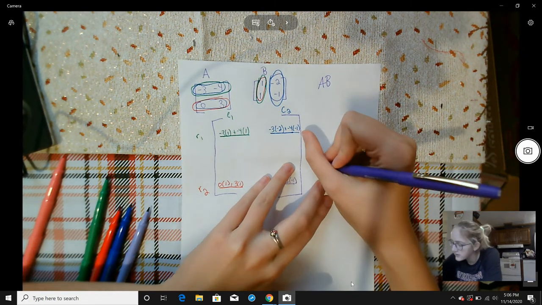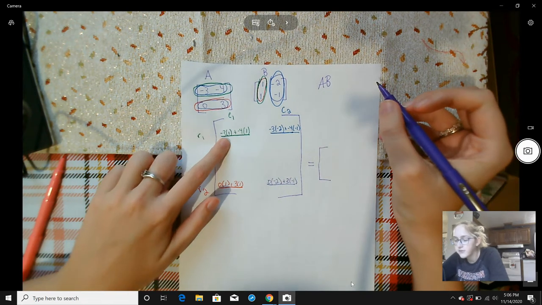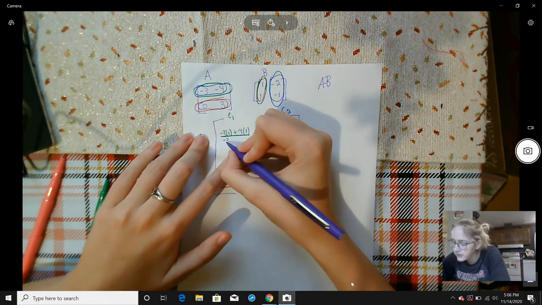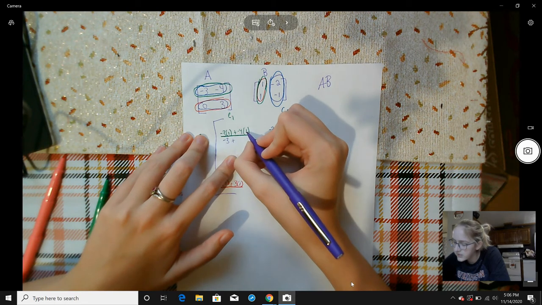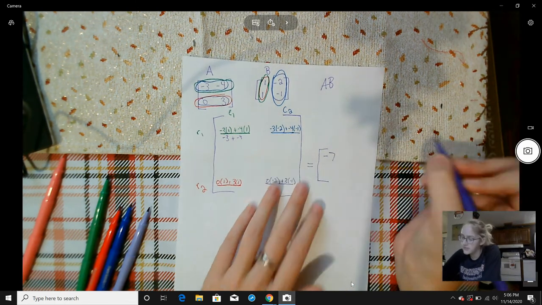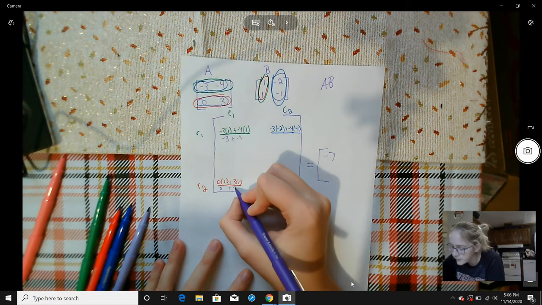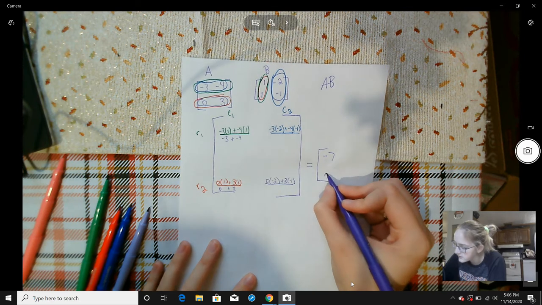So this is going to give us negative 3 times 1 gives us negative 3, plus negative 4 times 1 is going to give us negative 4. That's going to give us negative 7 in that spot. We're going to have 0 times 1, which is 0, plus 3 times 1, which is 3. So 0 plus 3 is going to give me 3 down here.